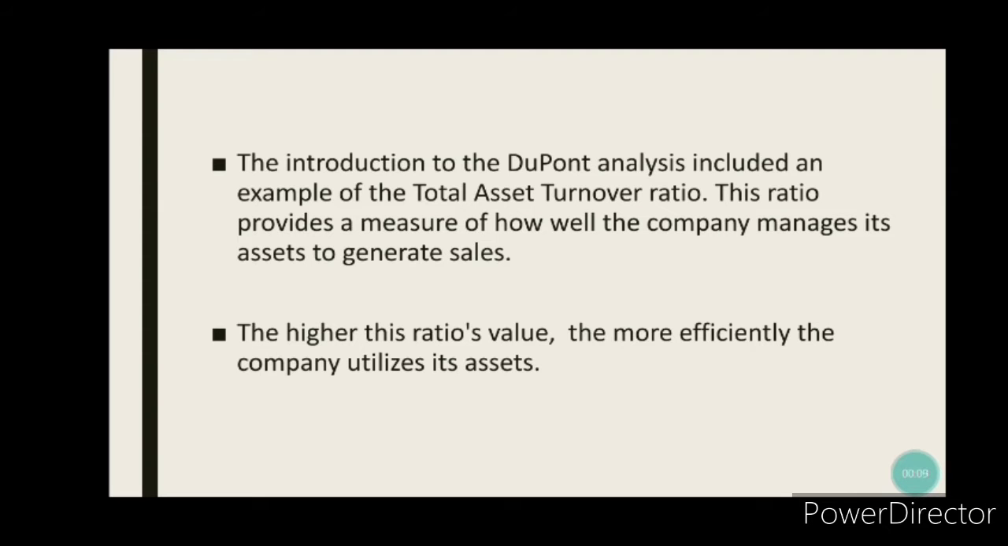The introduction to the DuPont analysis included an example of the total asset turnover ratio. This ratio provides a measure of how well the company manages its assets to generate sales. So the asset turnover ratio is measuring the efficiency of a company's assets to generate revenue or sales. The higher this ratio's value, the more efficiently the company utilizes its assets.